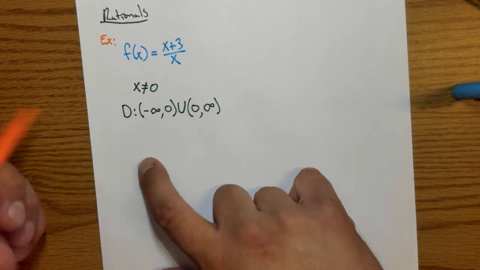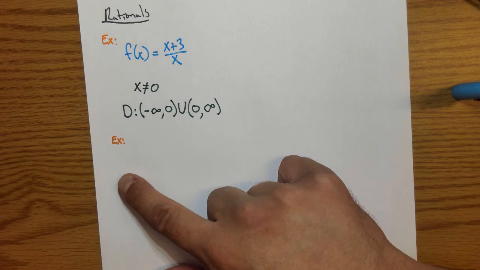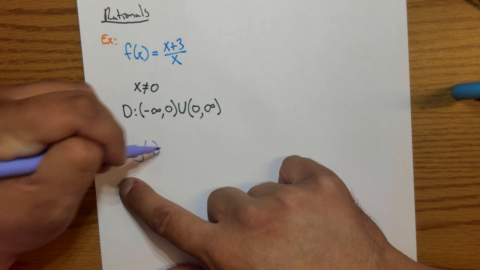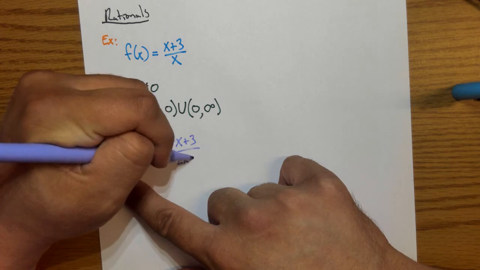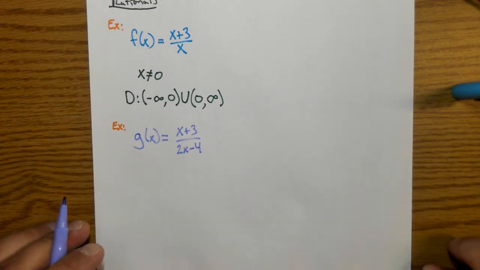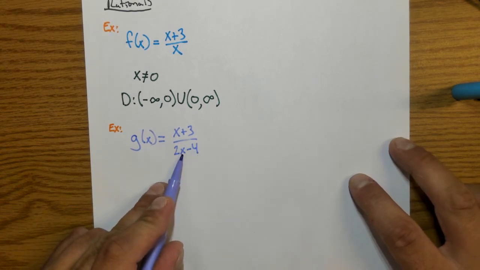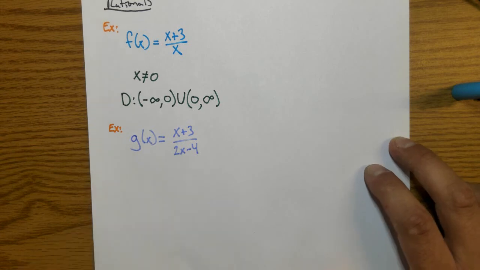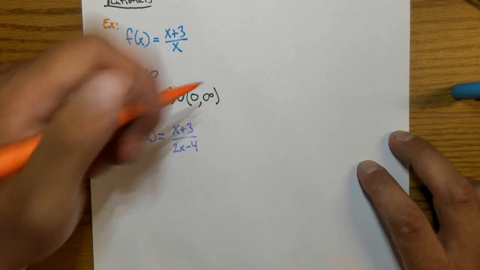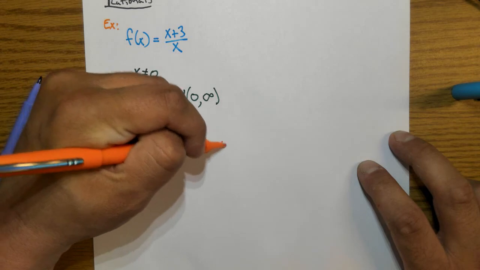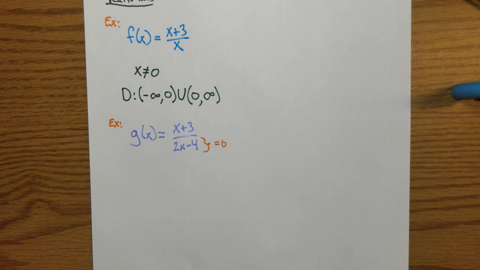Now, what if we had something a little different here? What if I had something like g of x is equal to x plus 3 divided by 2x minus 4? Well, it's not immediately obvious what number we can plug in for x that'll give us 0 in the denominator. Some of you might be able to do it right away, but sometimes for me it gets a little confusing. So again, what you're going to want to do is take the denominator and set it equal to 0 to figure out what x value you can plug in that'll give you 0.